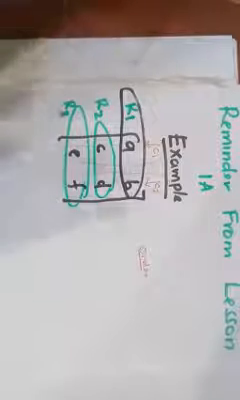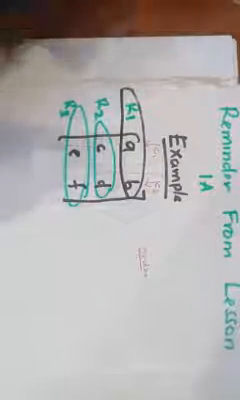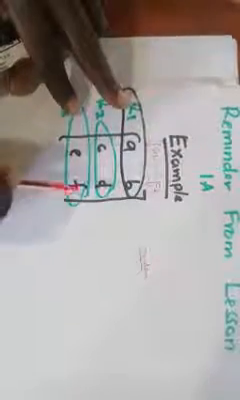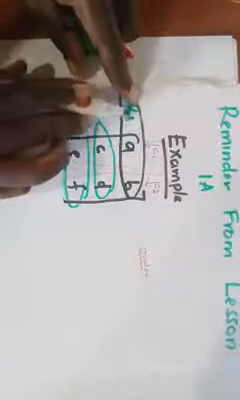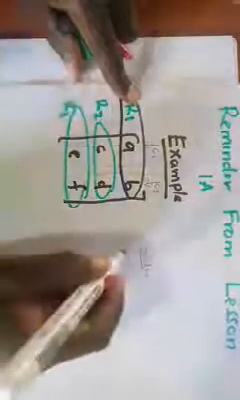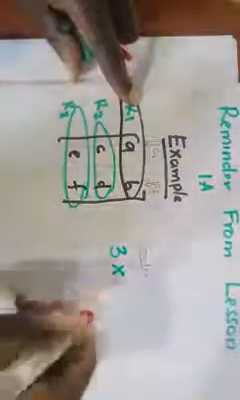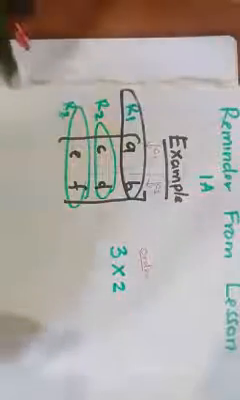Therefore, students, we were able to state the order of any matrix by simply saying the number of rows followed by the number of columns that make up that matrix. For instance, in this matrix, how many rows do we have? 1, 2, 3. So the order is 3 by how many columns? 1, 2. So this is a 3 by 2 matrix. That is from yesterday's lesson number 1A. Now let's move on to lesson number 1B, naming of elements that make up a matrix.